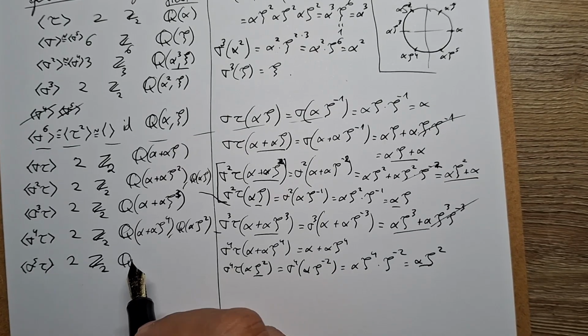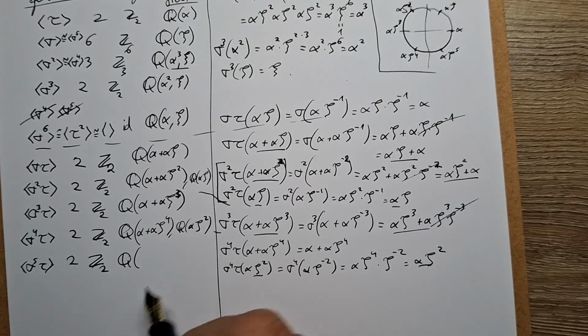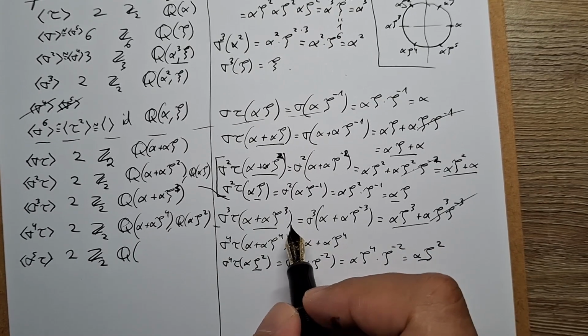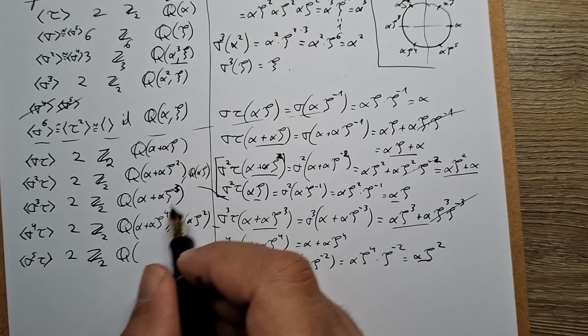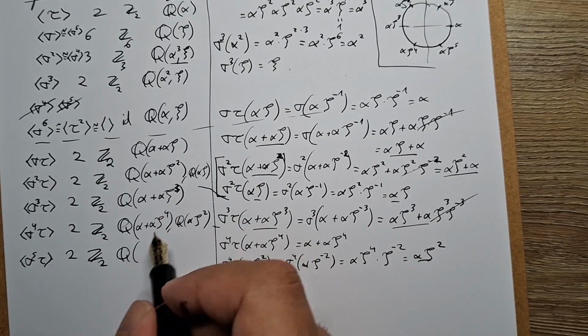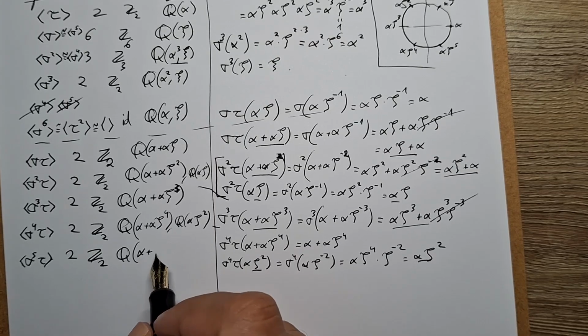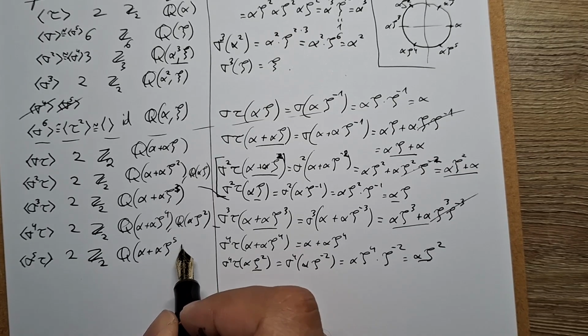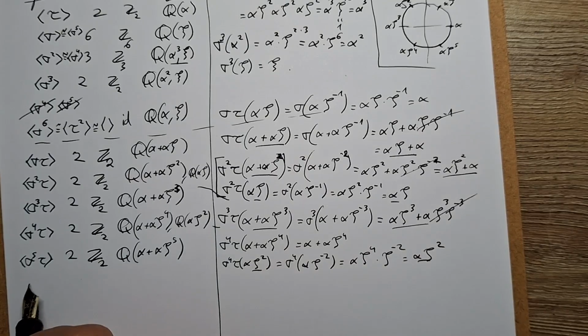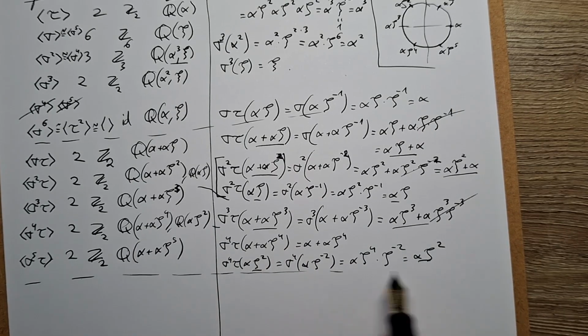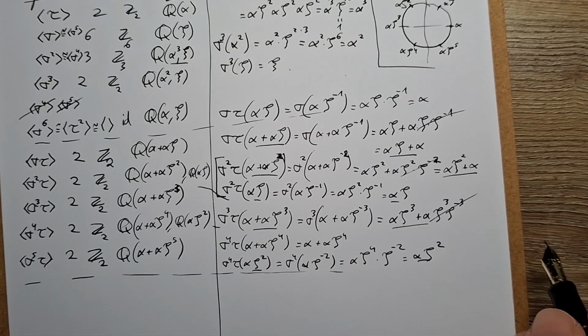And as you can imagine, we could try to check it, but we see the pattern: the fixed field will be Q adjoined with alpha plus alpha theta to the power of 5. Okay, so we have another batch of those Q-automorphisms.